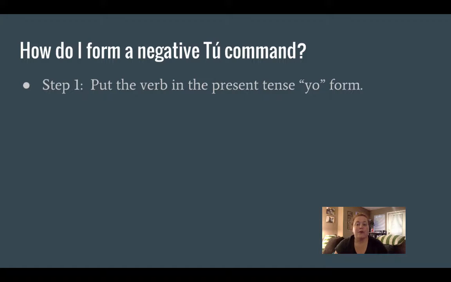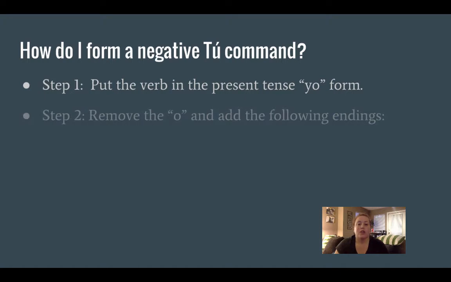Once you have that verb in the present tense of the yo form, you're going to remove the o and you're going to add the following endings. So for an AR verb, you're going to add an ES. And for an IR verb and an ER verb, you're going to add an AS.